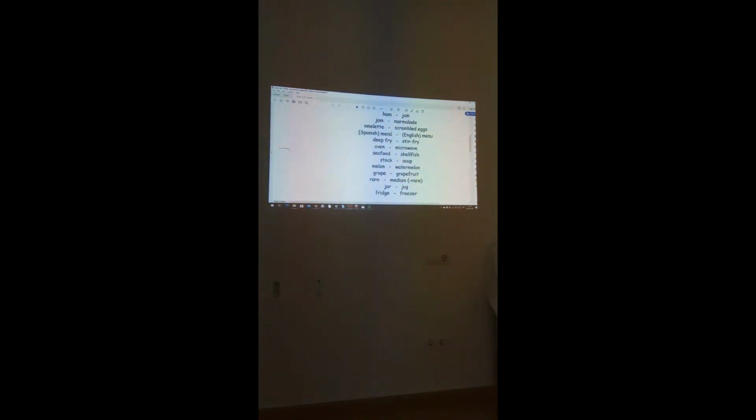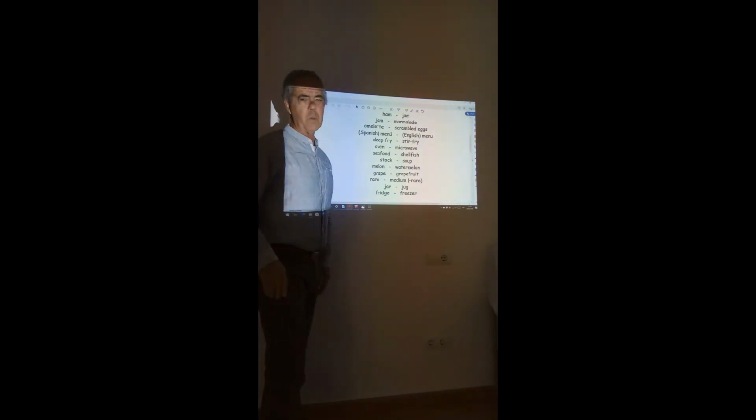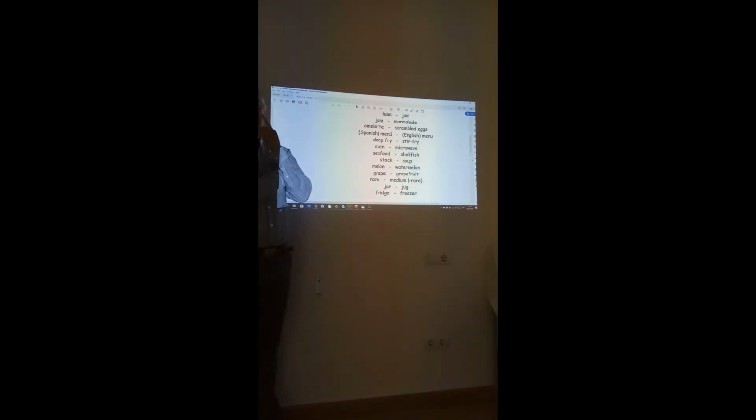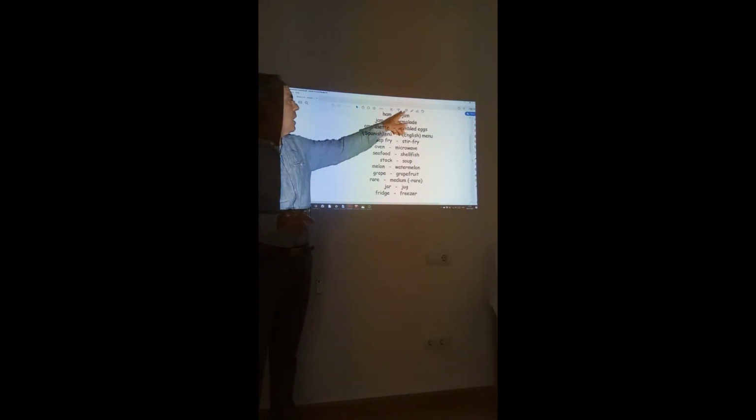So what we do here is we discuss the difference between the words in each pair. Ham, jam, marmalade, one by one. Here you should really, again, press pause and do it yourself and decide. What do we have here?